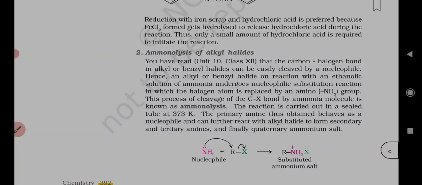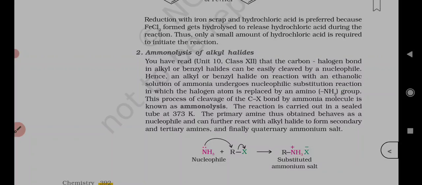Very important thing, example 13.1. Write chemical equations for the following reactions. Reaction of ethanolic ammonia with C2H5Cl. What finally we will get is a quaternary ammonium salt.